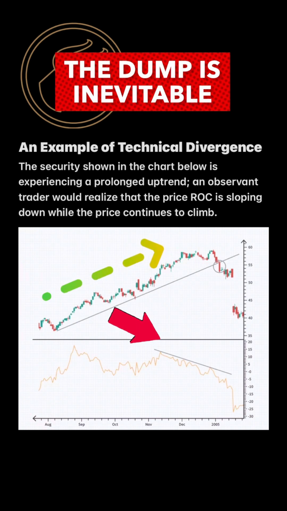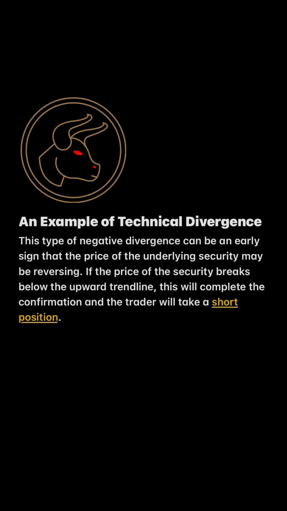Now, this is a type of negative divergence that can be an early sign that the price of the underlying security may be reversing. If the price of the security breaks below the upward trend line, this will complete the confirmation and the trader will take a short position.